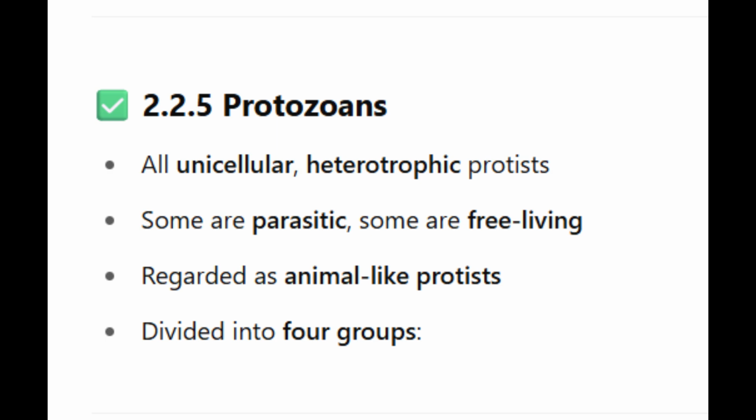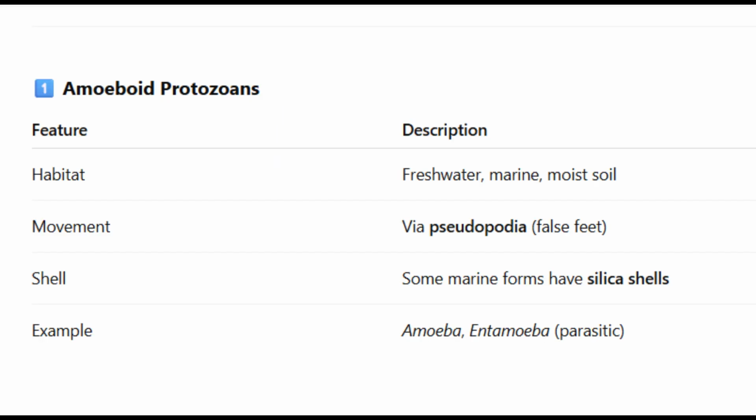1. Amoeboid protozoans. Feature description. Habitat: freshwater, marine, moist soil. Movement via pseudopodia, false feet. Shell: some marine forms have silica shells. Example: amoeba, entamoeba, parasitic.